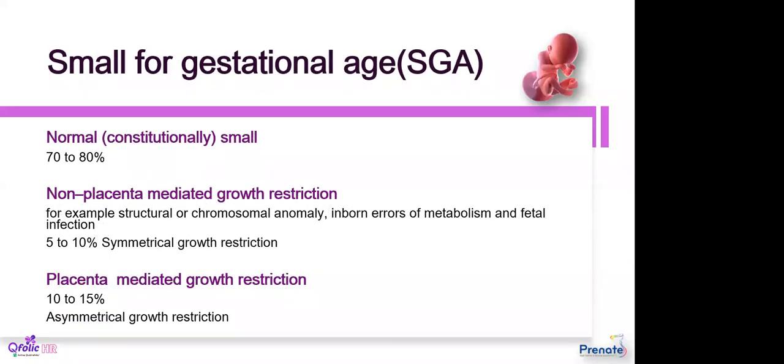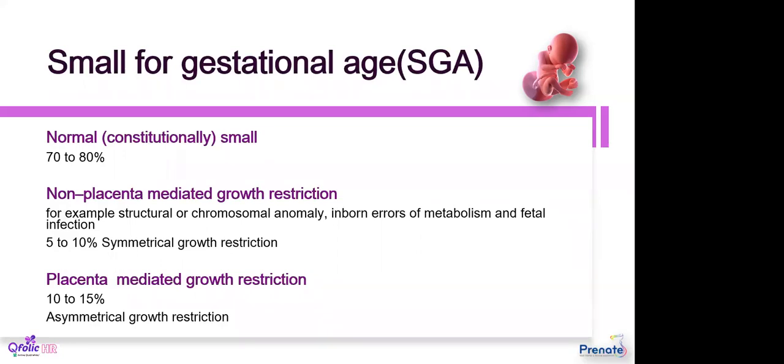Now, there are three types of small for gestational age. The first are the normal small, which are usually known as constitutionally small babies. These account for 70 to 80% of the babies. Then there is another group, which is non-placenta mediated growth restriction. It means the placenta is not taking part in the pathology. It's an intrinsic factor in the fetus which can affect the growth potential, and these are mostly chromosomal abnormalities, congenital abnormalities, inborn errors of metabolism, and fetal infections.